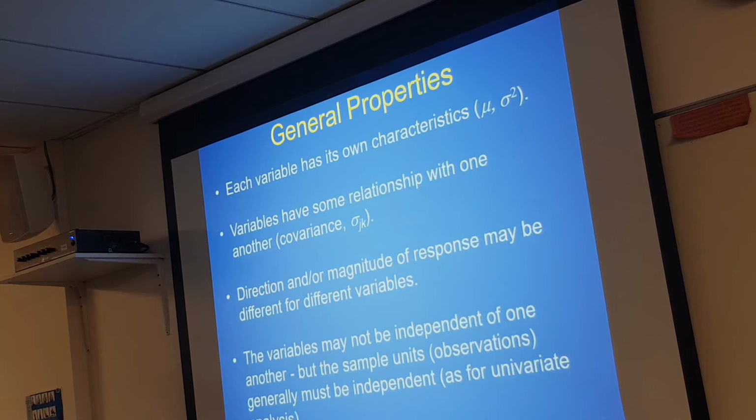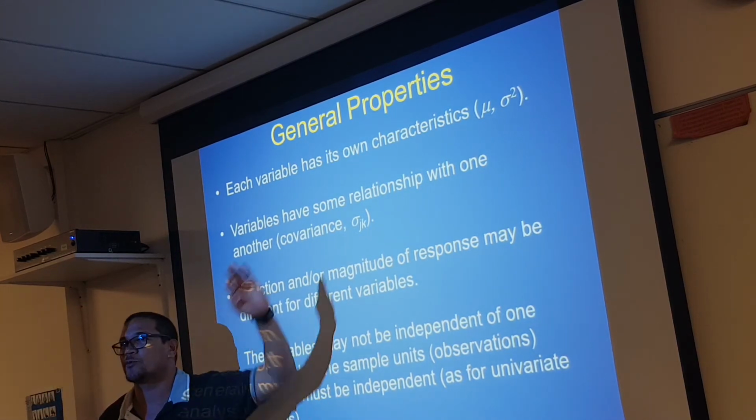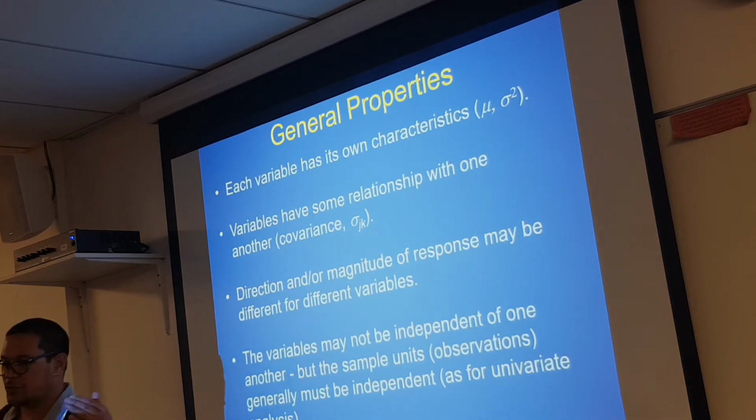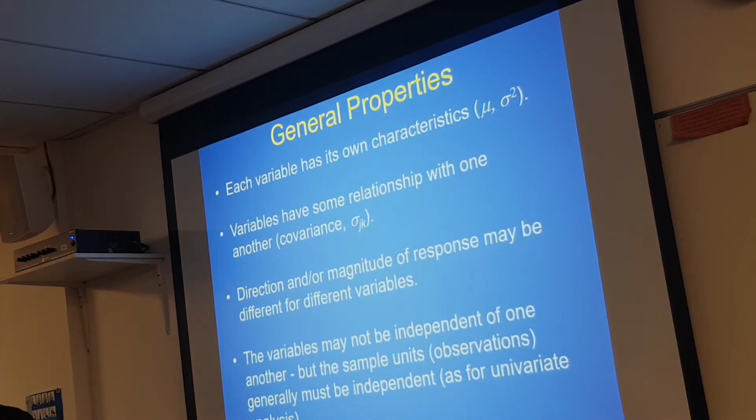The general properties of our multivariate data, right? So we know that each variable is going to have its own characteristics. And by characteristics, I'm going to talk about the mean and the variance of each variable. Then they have some degree of relationship with each other, right? And typically that's going to be modeled by the covariance or correlation, right? But if you think about that, that's a simple model, right?